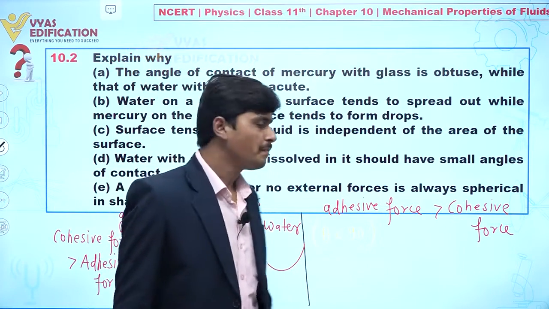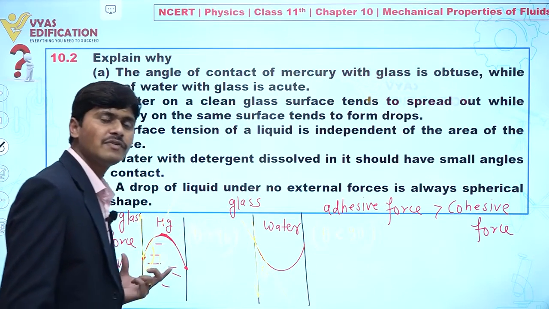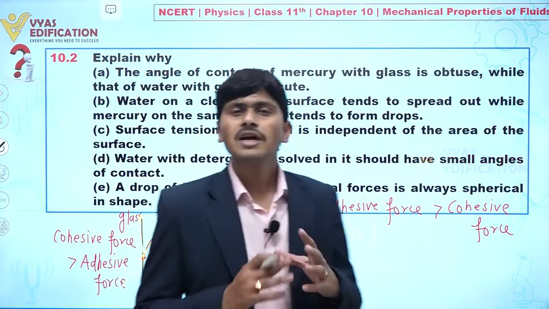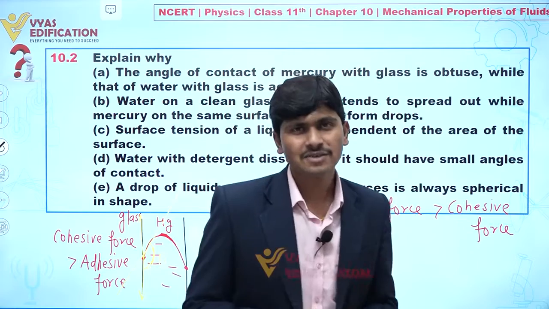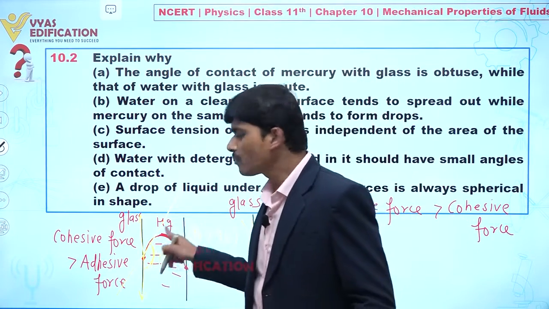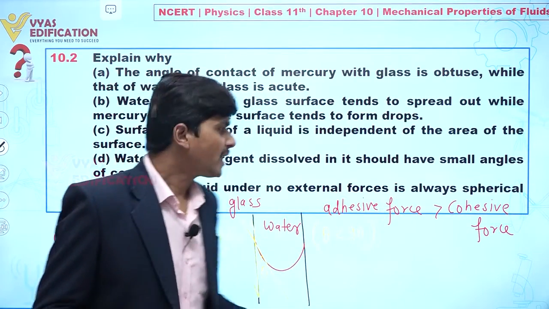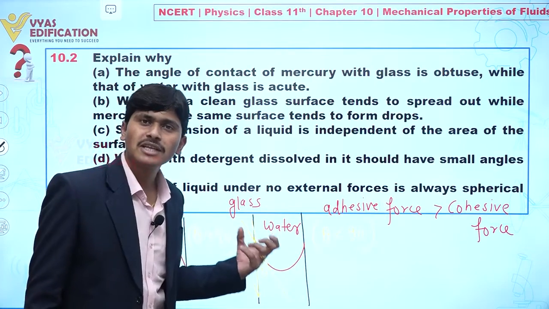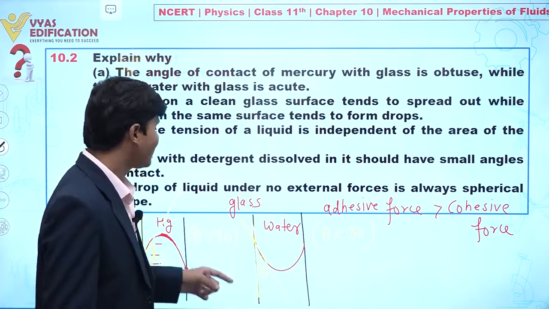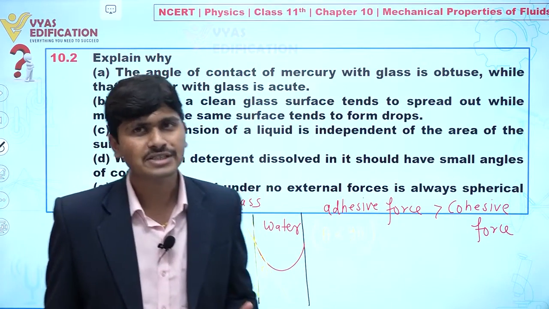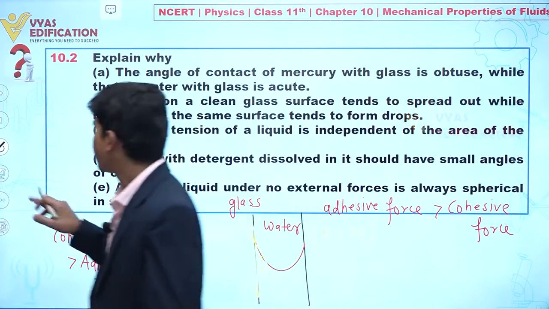Clear to everyone? So in this situation we find an acute angle, and here we will find an obtuse angle. So the conclusion of this question is: when cohesive force is more compared to adhesive force, you will find this type of meniscus, as well as an obtuse angle of contact. But when adhesive force is more than cohesive force, we find an acute angle. Clear to everyone? So this is all about part A of this question.